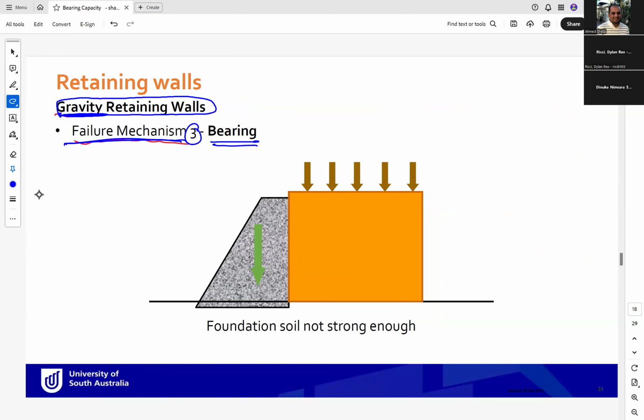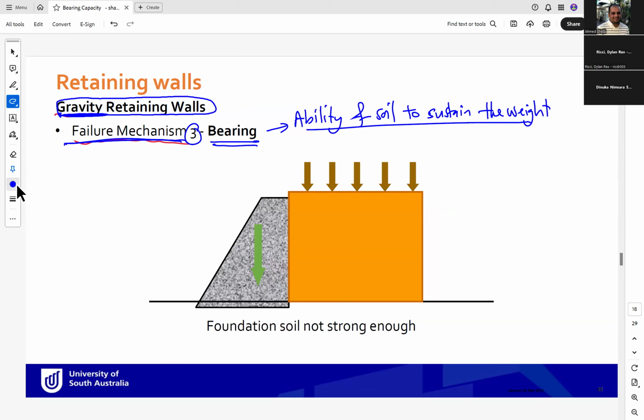Bearing means the ability of soil to sustain the weight on top of it. Okay, so in this case, because the wall is very heavy, the soil underneath here is weak and cannot carry the wall. So what happens underneath? The soil settled. If the soil settles, this means failure of the wall. Okay.